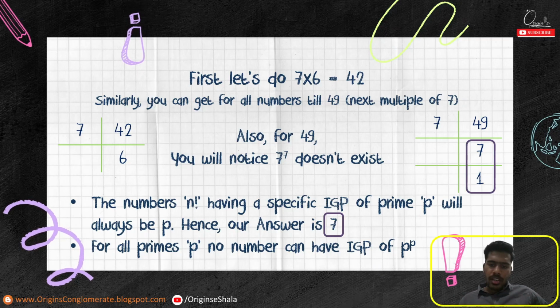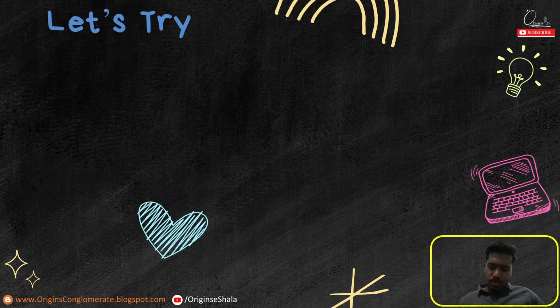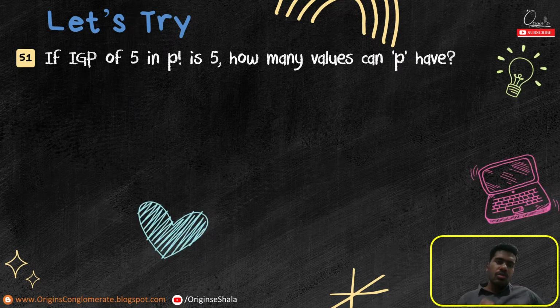No need to think about it. Either it exists or it does not exist. If it exists, then it is the number itself. Quite simple, right? So to just get it through your head, let's try another example.